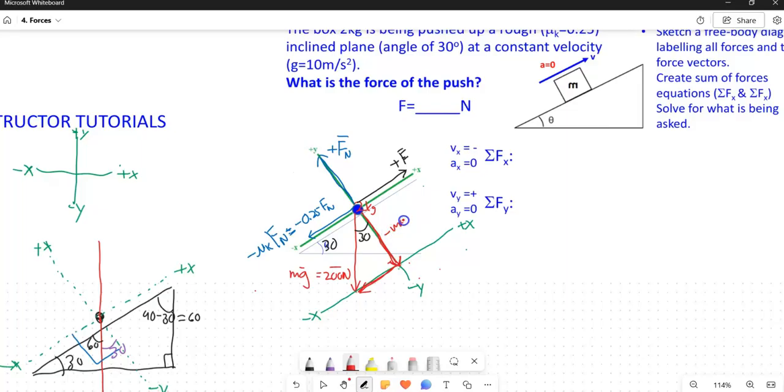So that's mg cosine of 30 degrees. In other words, that's negative 200 newtons cosine of 30 degrees. If that's cosine, this has to be sine. So this vector is pointing in the negative x direction, so that's negative mg sine of 30 degrees, which is negative 200 newtons sine of 30 degrees. Okay?